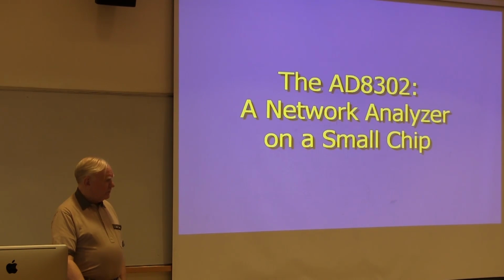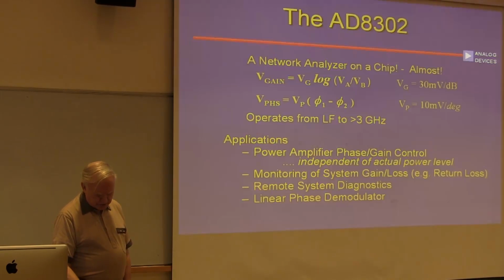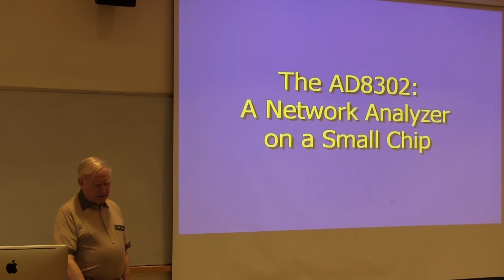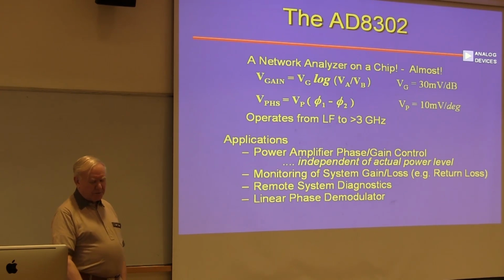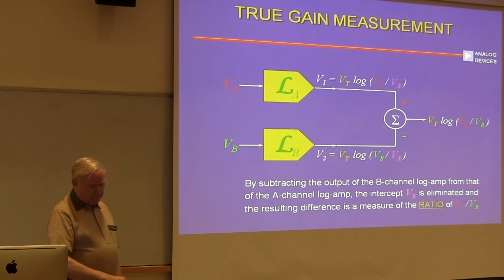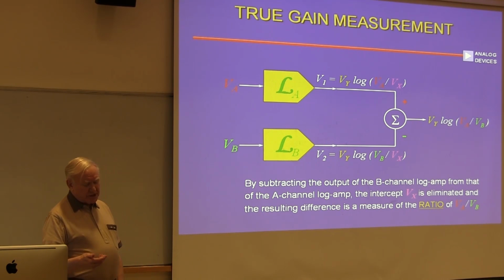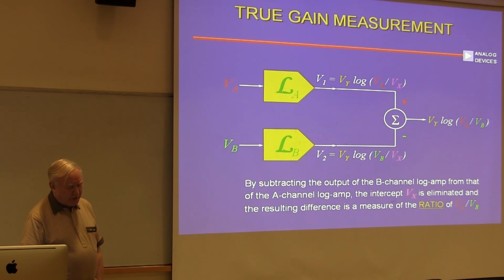Then John and I, where is John? Is he here? Oh yeah, John and I developed, I wish I wouldn't do this, don't know why. We developed this almost a network analyzer chip. It's called the 8302, and it's really 2 log amps and then some differencing circuits at the output. And you can use it in a lot of interesting ways. The interesting thing about taking the log of a quantity is that if you measure 2 voltages A and B, you get the ratio of these 2 voltages at the output independent of their actual magnitude.